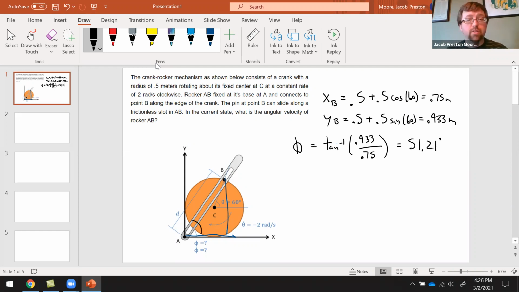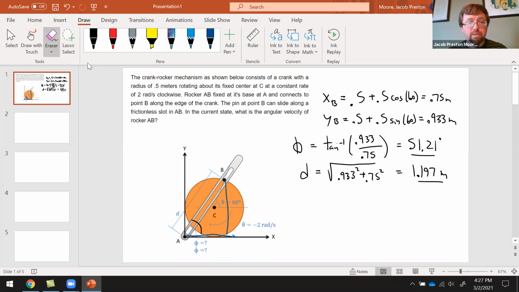While I'm here, I'm also going to figure out the distance. What is the current length between A and B? That would simply be A squared plus B squared equals C squared. So 0.933 squared plus 0.75 squared, and that distance is 1.197 meters. So it's a little over a meter from point A to point B. All right, so current phi, current D. I'm going to go to the next slide and we're going to figure this out.